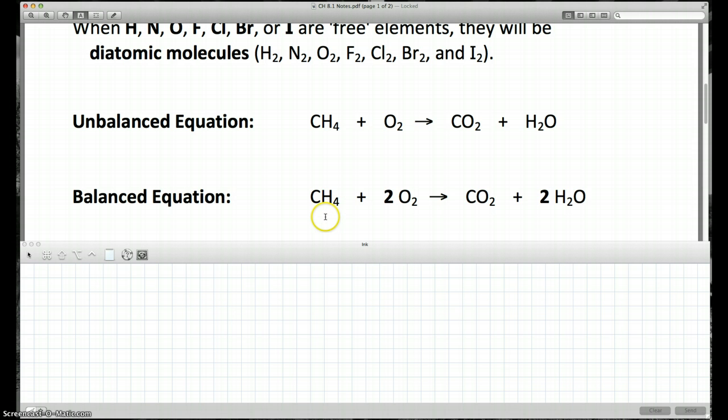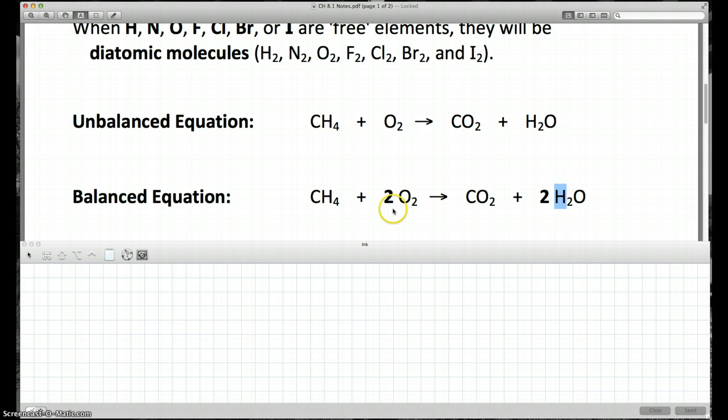So if we look at the balanced equation and just run through it real quick, we have 1 carbon on the left, we have 1 carbon on the right. Carbons are balanced. We have 4 hydrogens on the left. We have 4 hydrogens on the right.